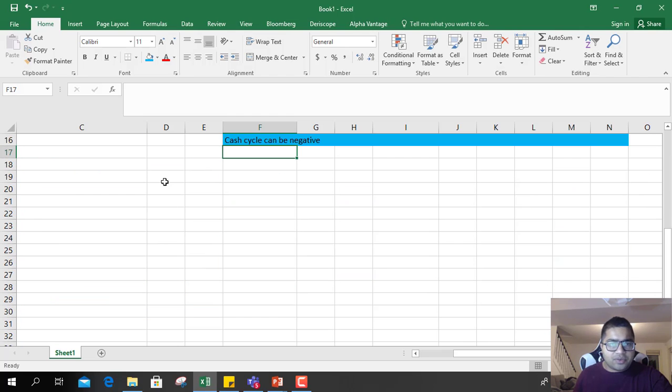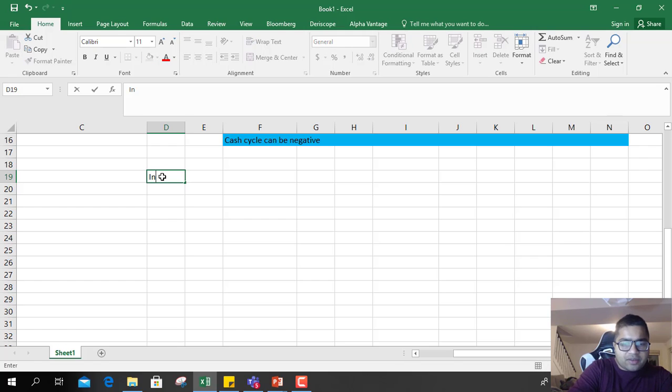So I'll write it down in Excel. We are computing the cash cycle: inventory days, plus receivable days, minus payable days.